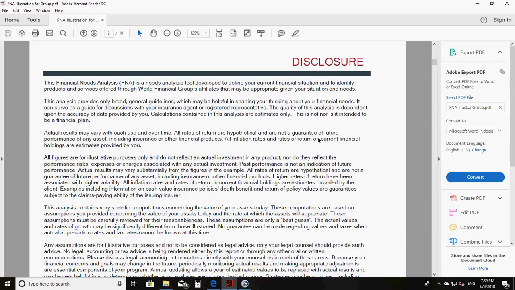Page 2 is the normal legal disclosure that any advisor, agent, or planner needs to make their client aware of. They're going to get a copy of this. It's right here in black and white. I highlight three main things. Number one, all rates of return are hypothetical, not a guarantee of future performance of any asset. That's pretty straightforward language. People are used to that type of language these days.